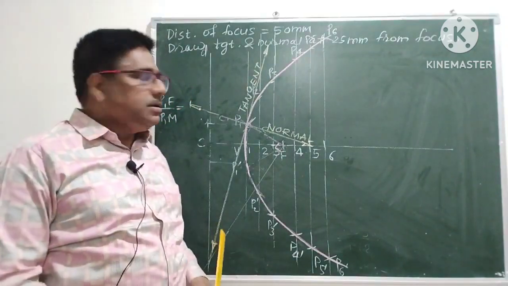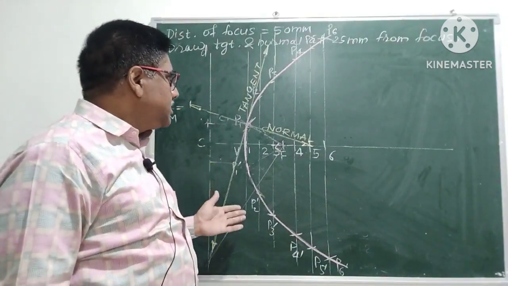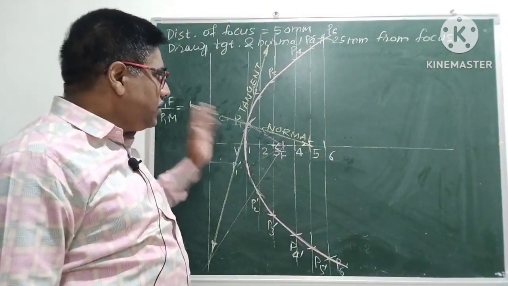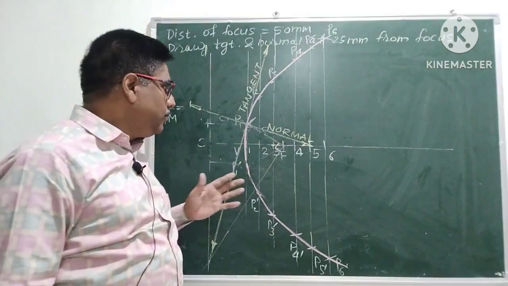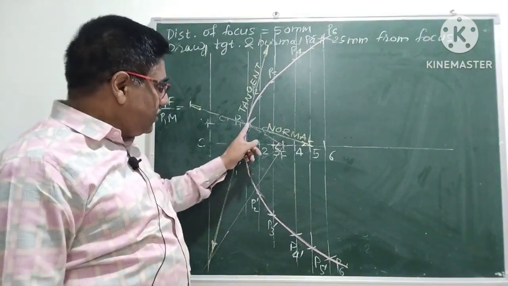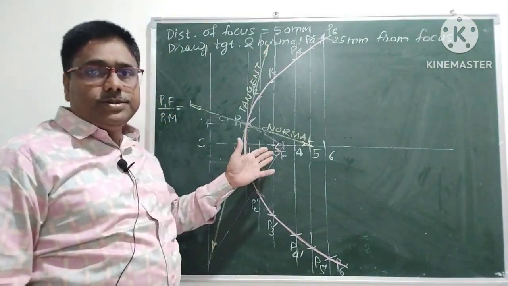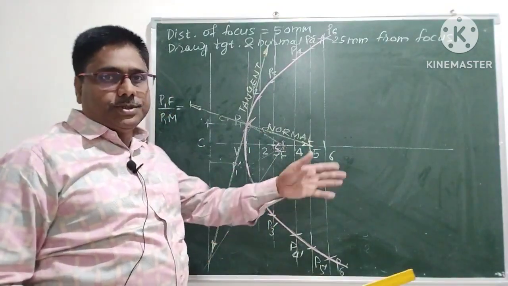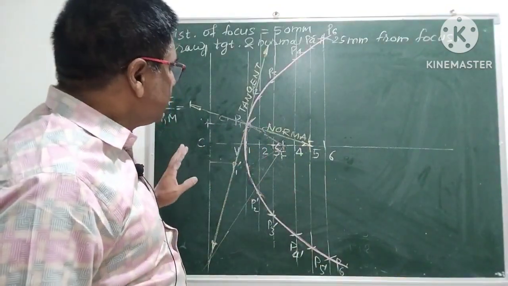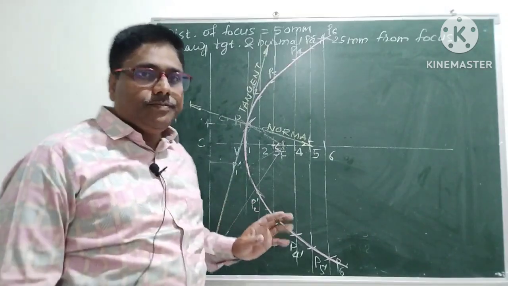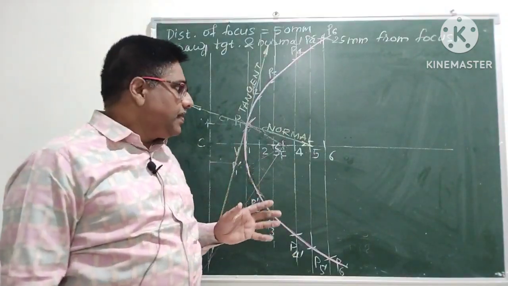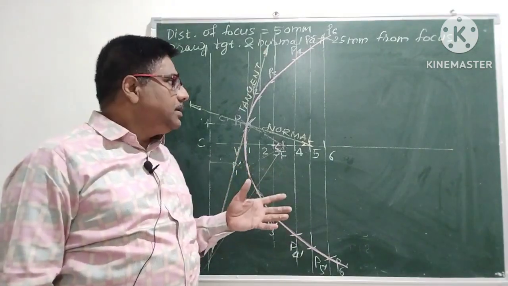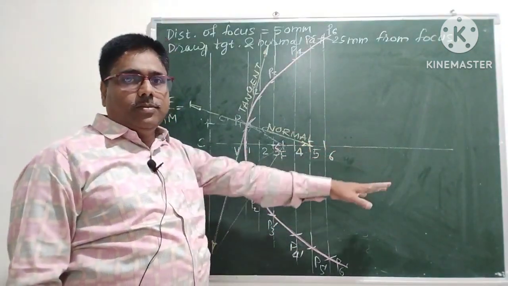In this way we have drawn the parabola by the focus directrix method, and we have also drawn the tangent and normal to the curve at the given point. For drawing this 90-degree line we can use a drafter or set square. I have not used the set square or drafter here. I have tried to draw the curve to the best accuracy possible on this board.